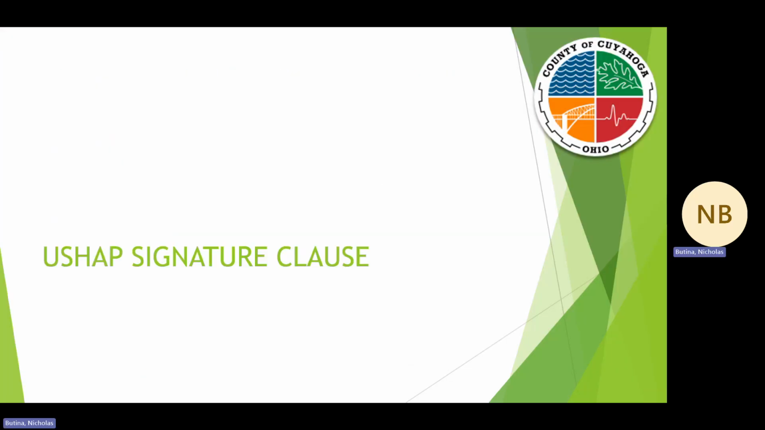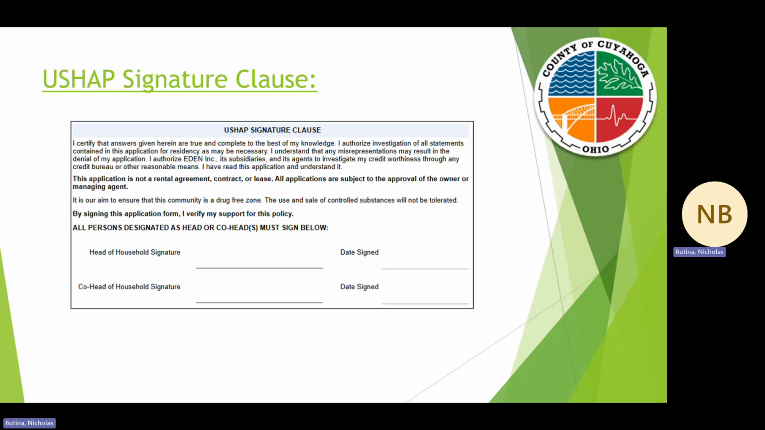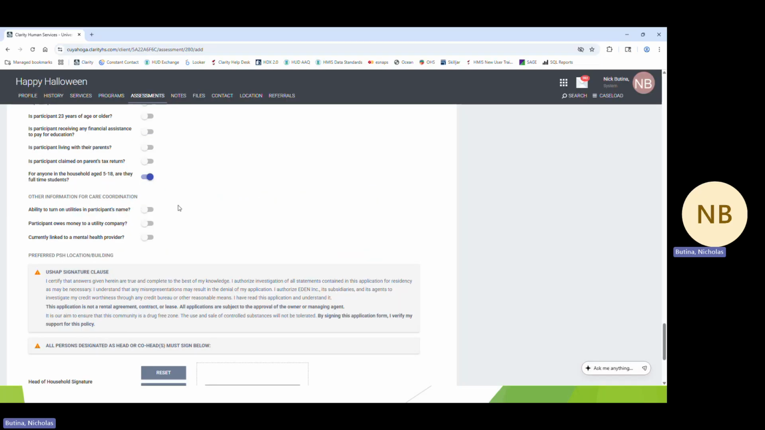The last part of the USHAP is to collect the applicant's signature. So the head of household signature or the applicant, if a single household, will be recorded on the top line on every application. If someone else is co-signing with the applicant, the signature must be collected as well. But we'll hop back into Clarity and I will show you how to do that.